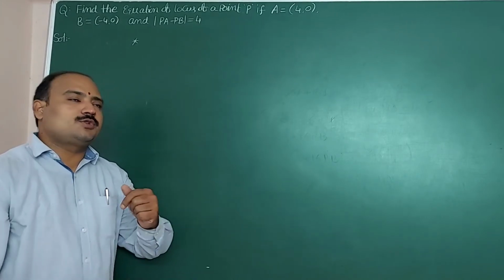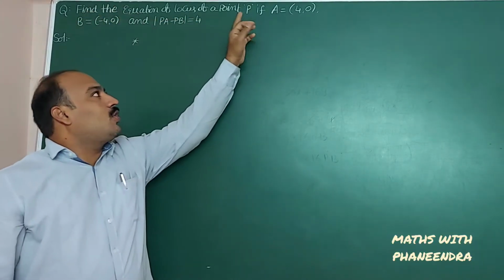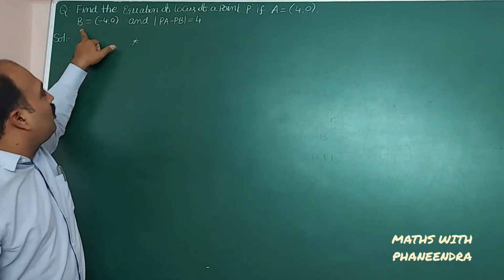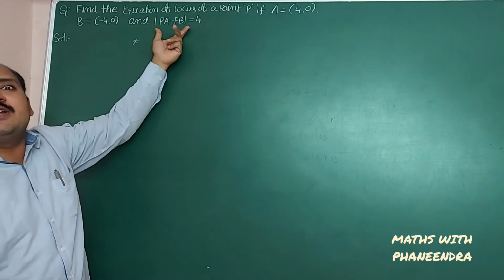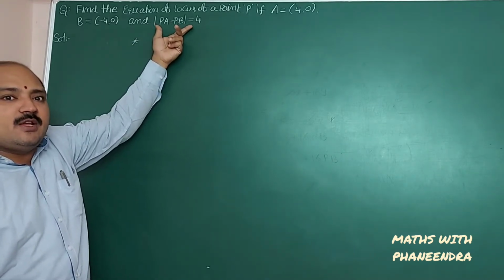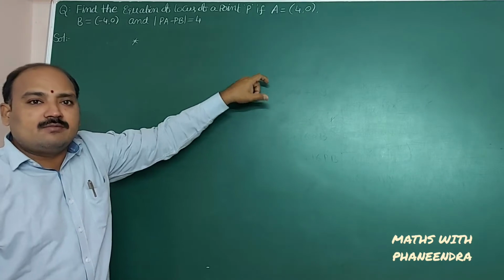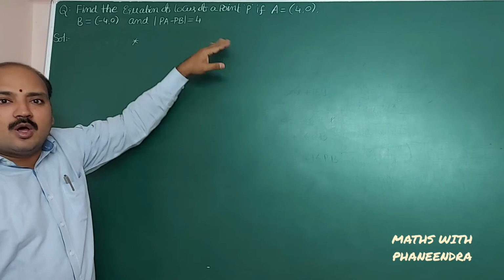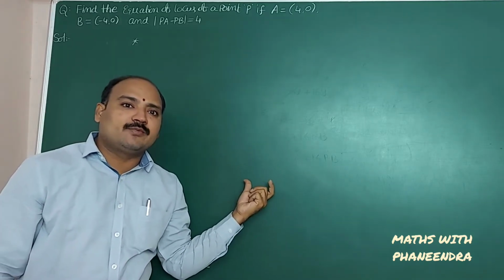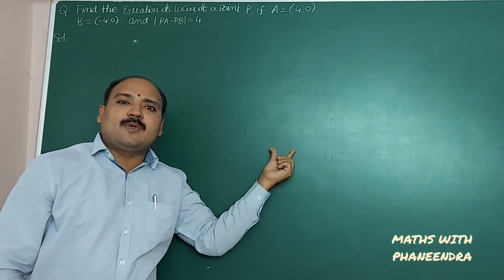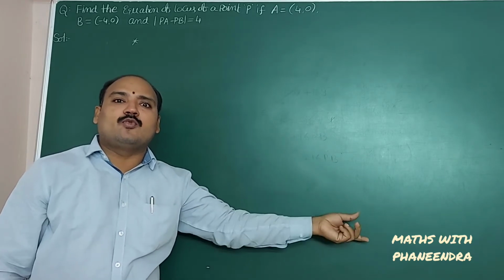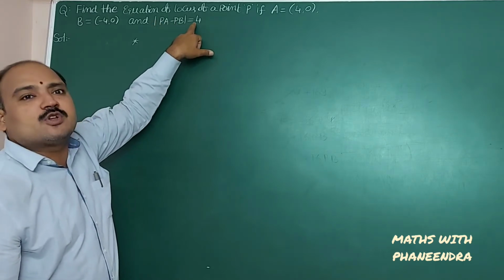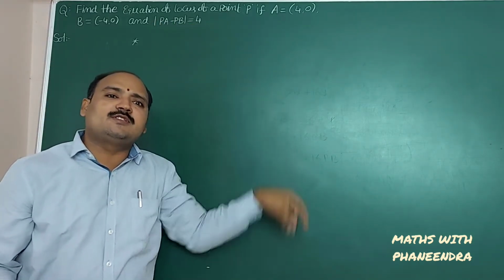The next question: find the equation of locus of point P if A equals (4, 0), B equals (−4, 0), and the condition is given directly. Previously it was given like a statement, but here the geometrical condition is given directly: mod PA minus PB equal to 4. I already explained in the previous question, we can take either PA minus PB equal to 4 or PB minus PA equal to 4. Whenever they give a modulus, if you remove the modulus, you can write plus or minus 4. Nothing else changes, remaining everything is the same.